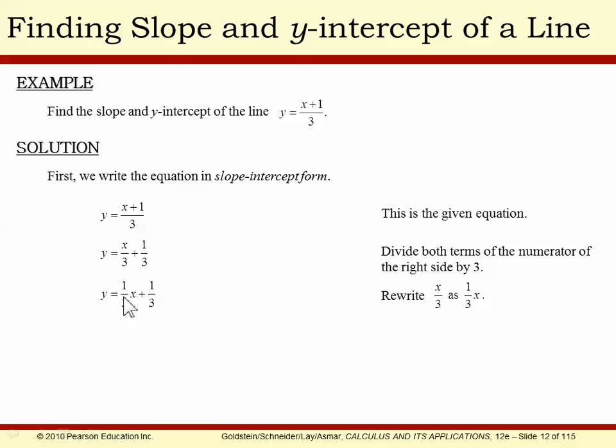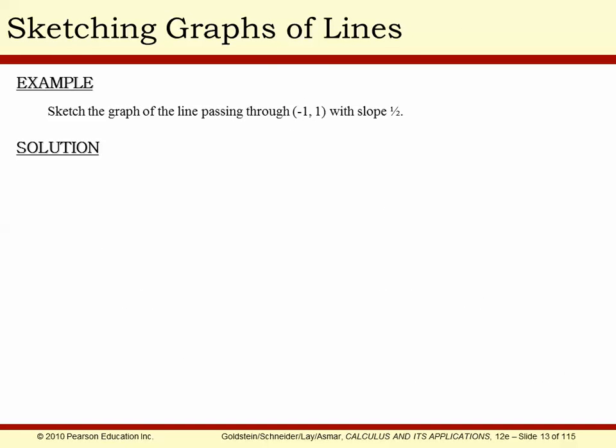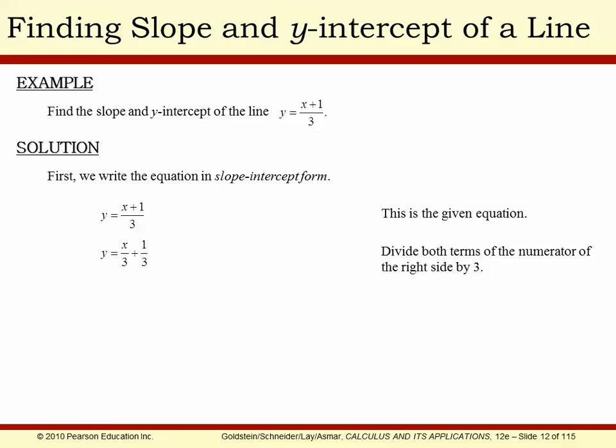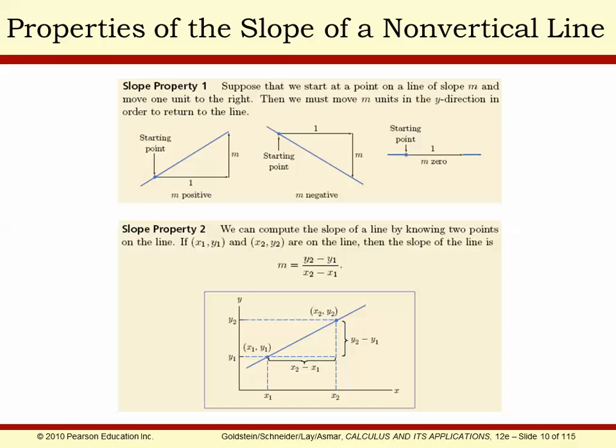So that's just an example of taking something like this up here and writing it in slope-intercept form. Okay. So this is another example of property number 1. We did an example like this, and we're going to see an example from the book now, using property 1.